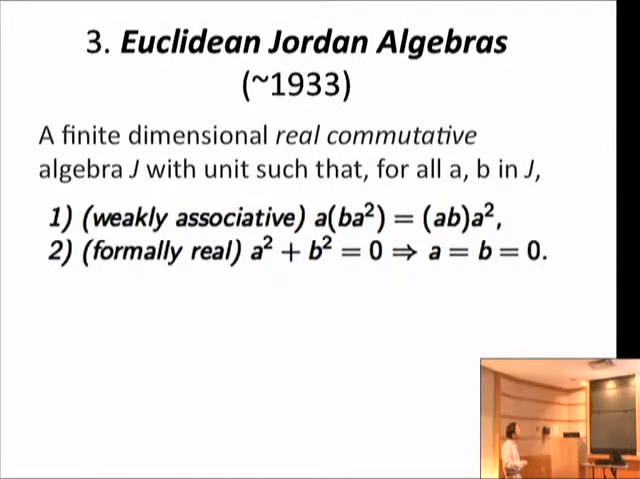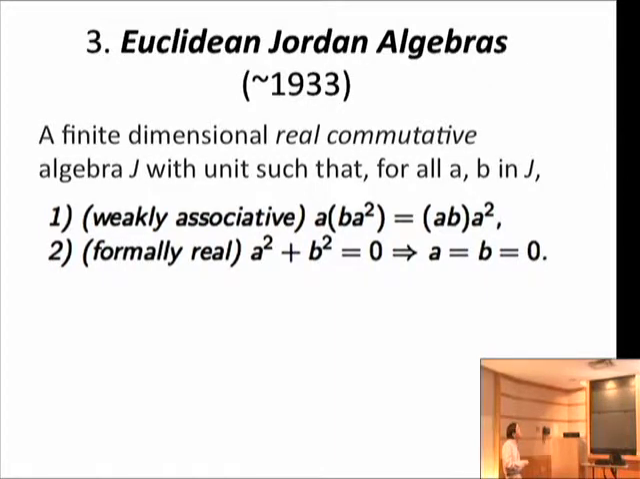The first one I call weakly associative. For associativity, normally we have three elements, A, B, C, and the product in two different orders is always the same. But here we have A, B, and the third element has to be A squared. So it's a special kind of associativity.